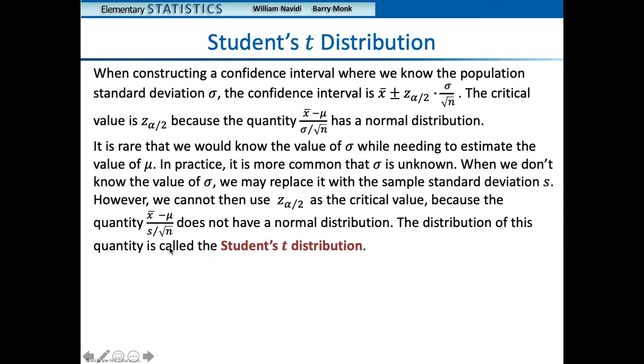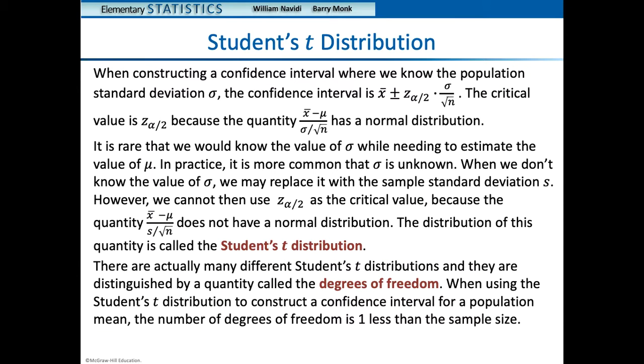This quantity right here follows a distribution that's referred to as the student's t distribution. So we have to look at this new distribution in order to be able to modify our formula to find the critical values. It's also going to require utilizing a different chart, as we'll see in a few minutes. But first of all, let's just cover some of the basic properties of the student's t distribution.